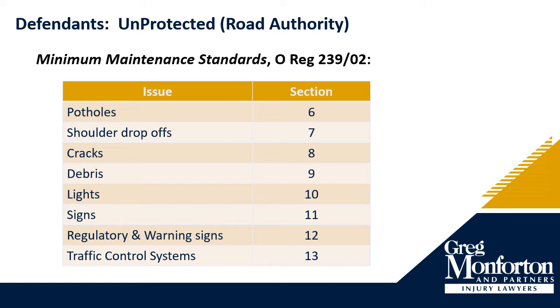There certainly could be issues with respect to the maintenance of potholes, shoulder drop-offs, cracks in the roadway, debris, lights, signs, and so on and so forth. Now, if you are going to sue a road authority or you are representing a road authority, these minimum maintenance standards will be your primary resource. You will need to familiarize yourself with the standards in order to be able to assess whether or not the municipality was in fact negligent.